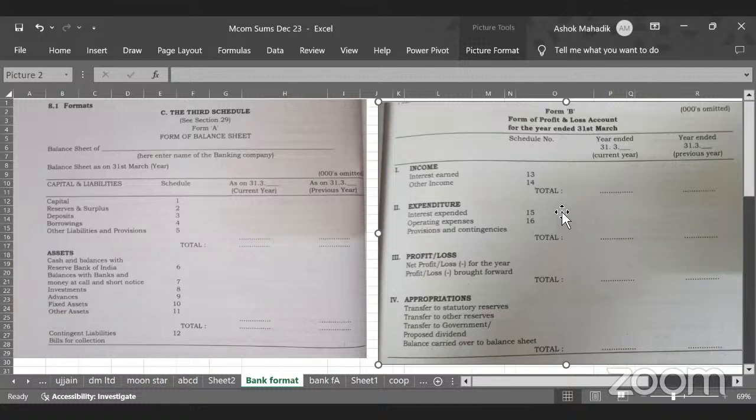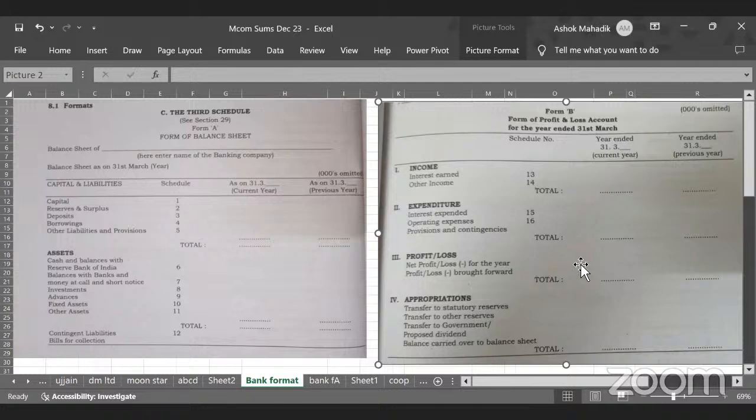Then in the income statement, we have 4 schedules. Schedule 13 is for interest earned, and schedule 14 is for all other incomes. Schedule 15 is specifically for interest expenses, and schedule 16 is for all other expenses. Then we have one more schedule, although it is not numbered, just for our understanding it will be numbered 17. It is for provisions and contingencies. It will include items like bad debts, RDD, and taxation. So we have to make a working note for provisions and contingencies.